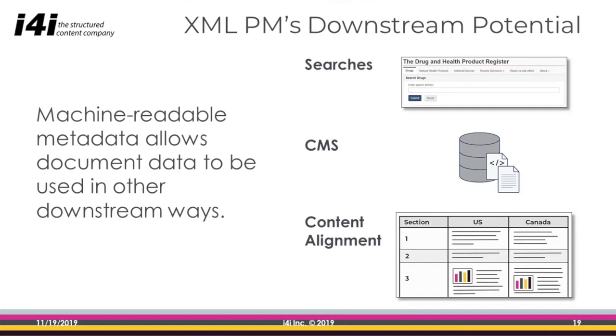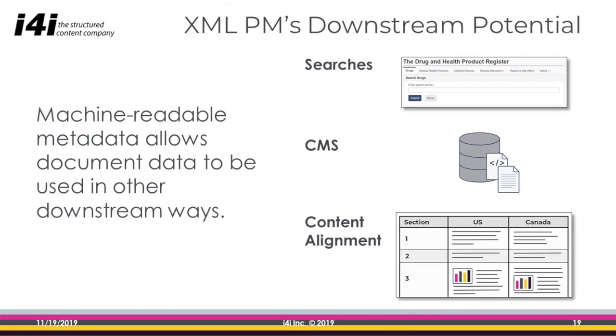Then we have the Content Management Systems, or CMSs. CMSs can harness XML PM metadata to search, but also to organize documents based on the metadata values. For instance, both the French and English versions of an XML PM could be displayed together in a tab or a folder, logically grouping them using metadata values.